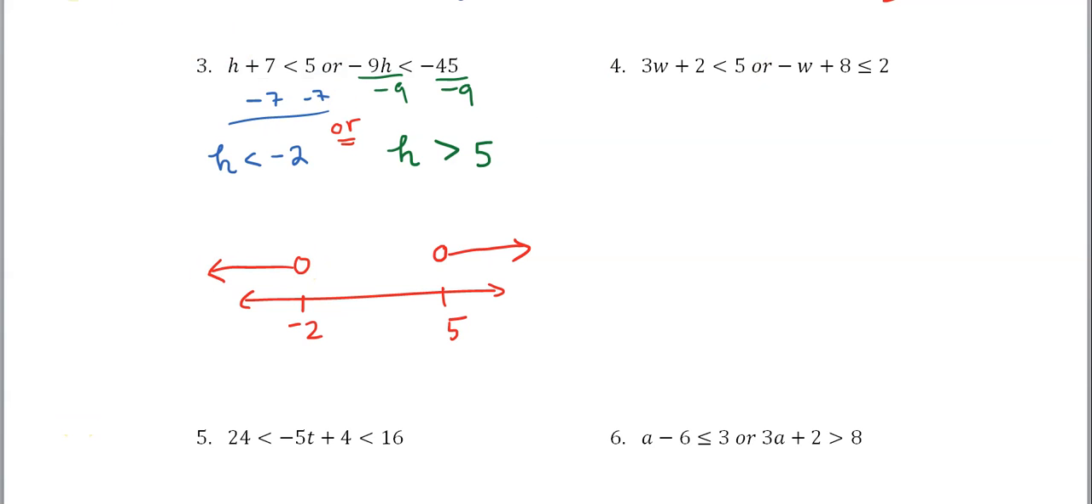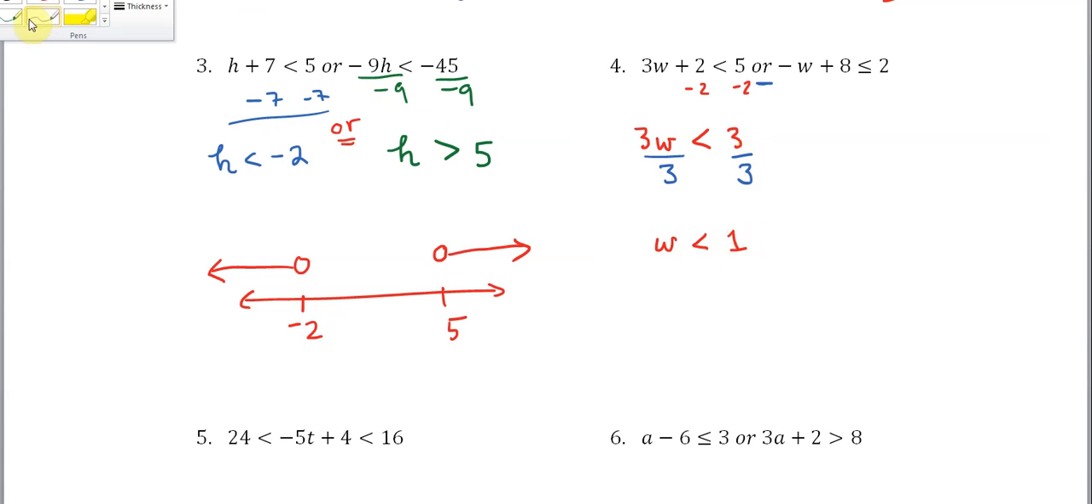All right, let's do one more. We have, again, 2 separate inequalities here joined together by the word or. So first, let's solve the inequality on the left. Subtract 2 from both sides, and we get 3w is less than 3. Then divide both sides by 3. And that gives us w is less than 1.